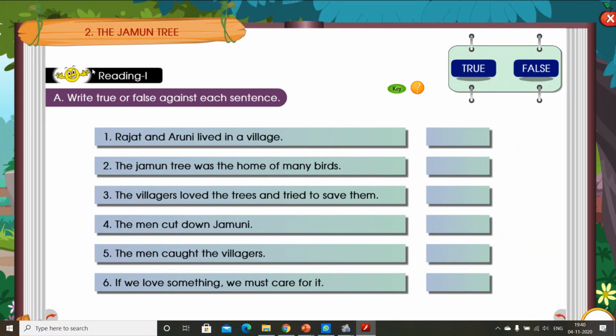Okay, coming to this part, Reading 1. Write true or false against each sentence. So which is true and which is false, you have to write it. Rajat and Aruni lived in a village, isn't it? So these children were living in a village near the forest. And what is the name of the forest? Panchavati. So it is true.